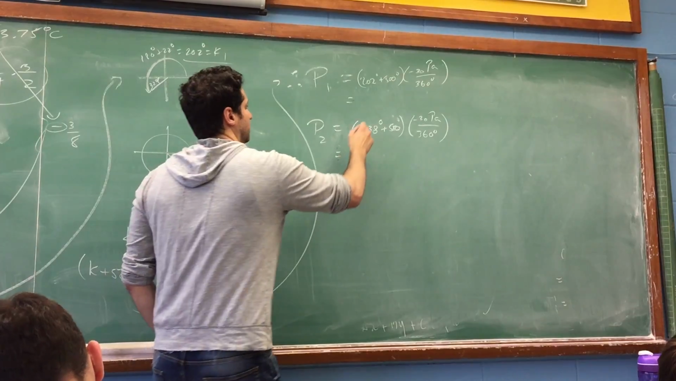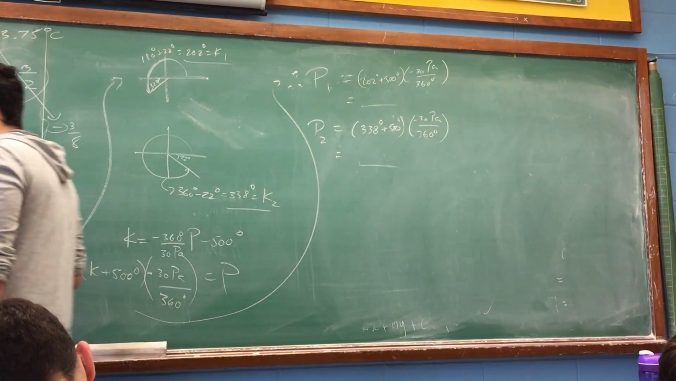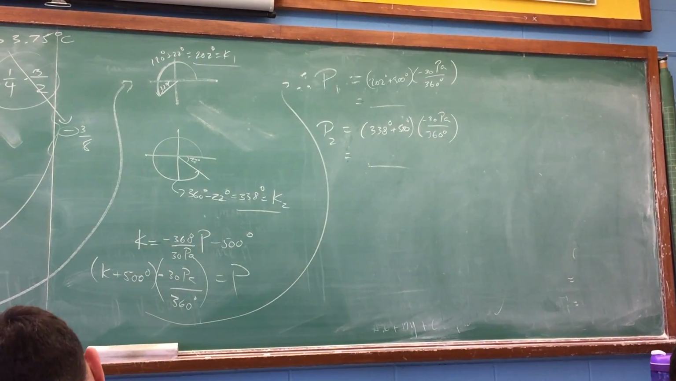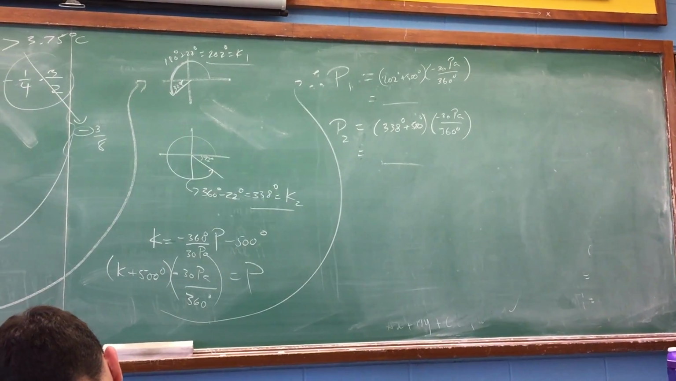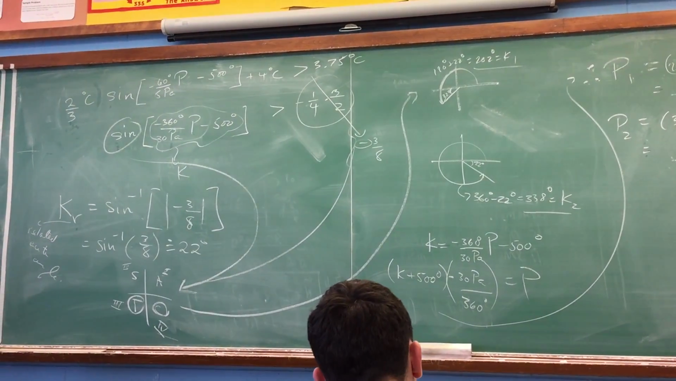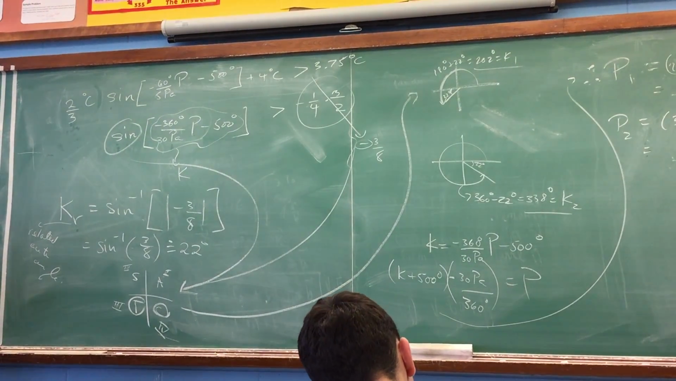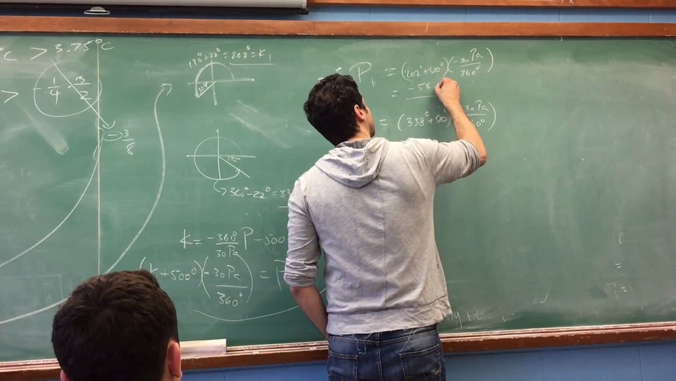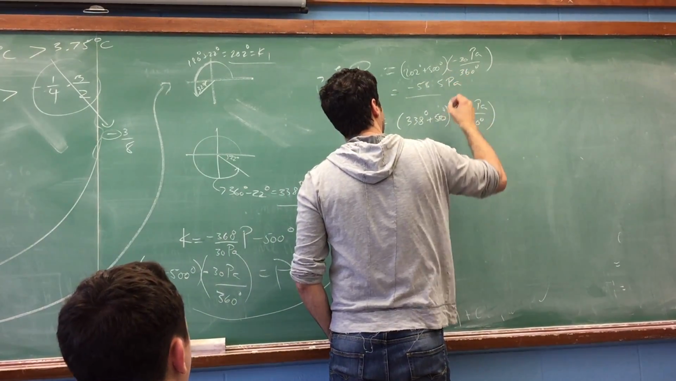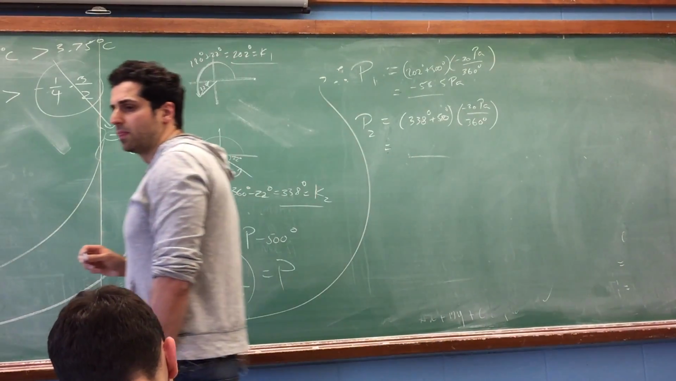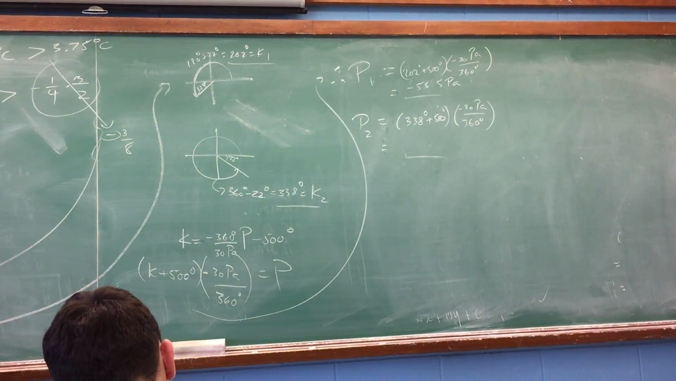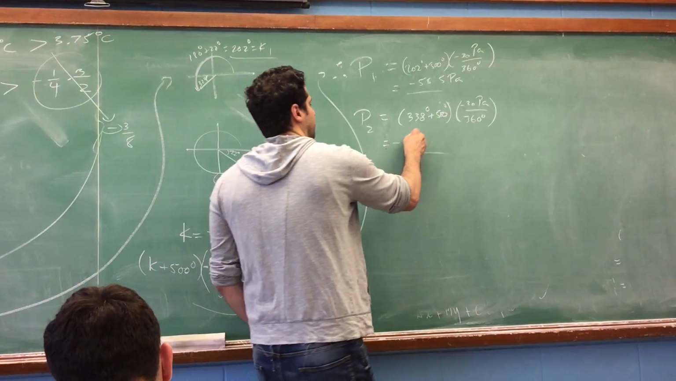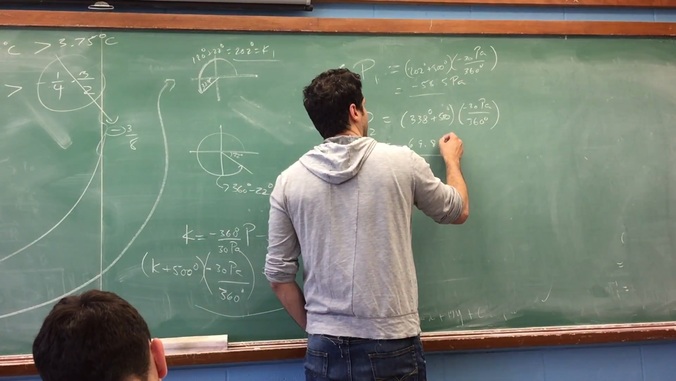I need two numbers here. Anybody? Calculators, come on, get your calculators out. 58.5. What's the first one? 58.5 negative. Yeah. And the other? Negative 69.8. Okay.